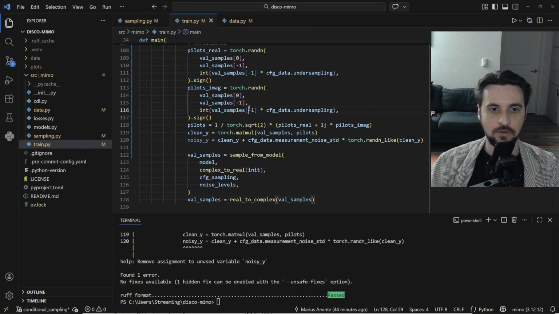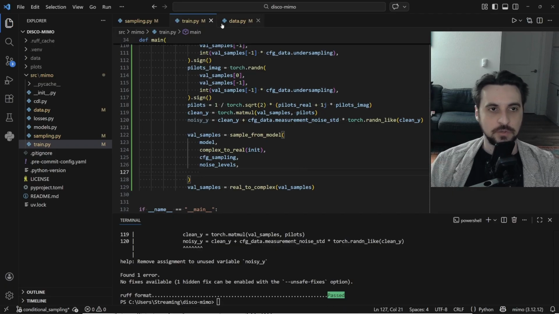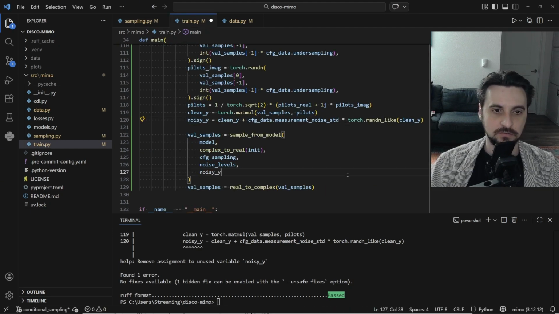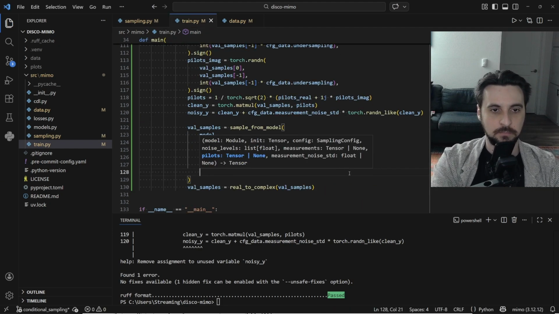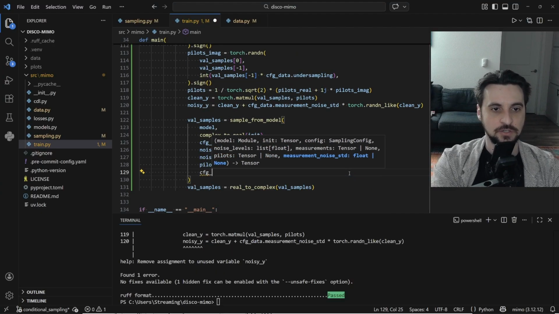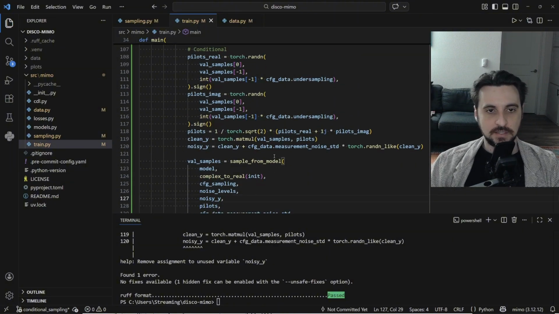Okay, so now I can go back. So now to sample, I need the last three arguments, which are in order, measurements, noisy, pilots, and the standard deviation of the added noise power.